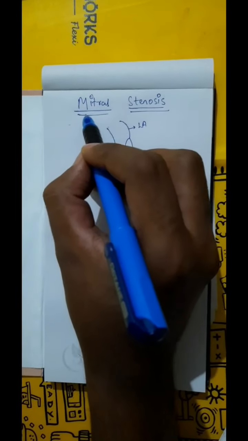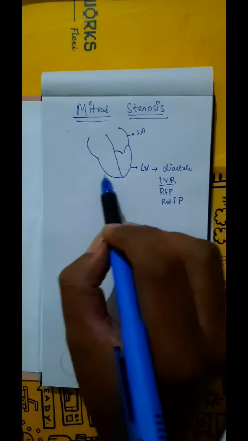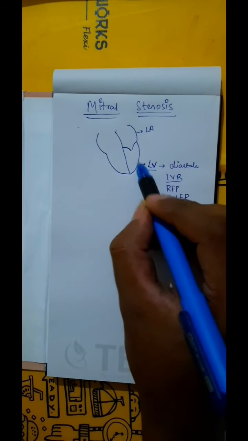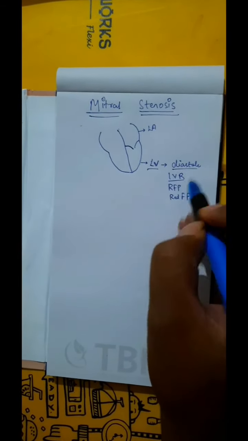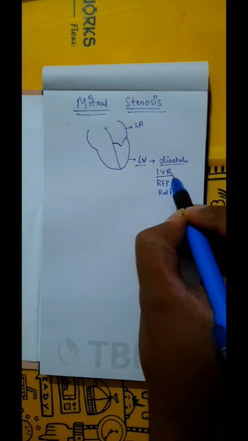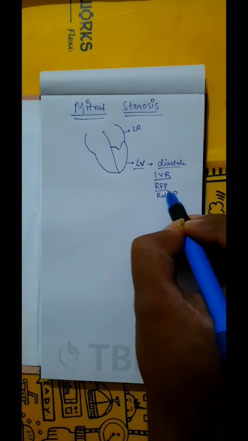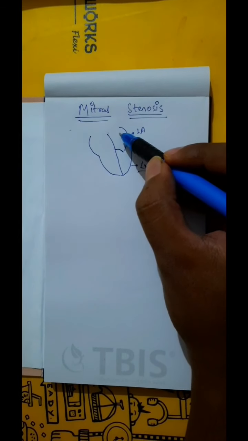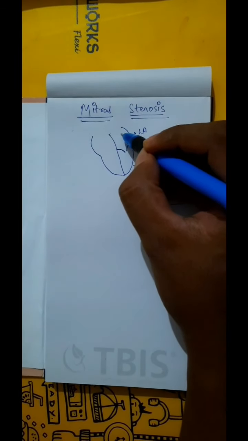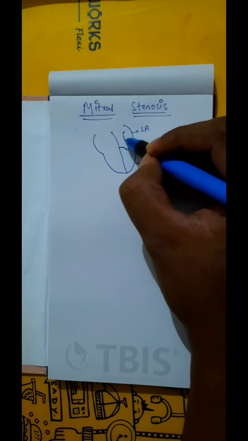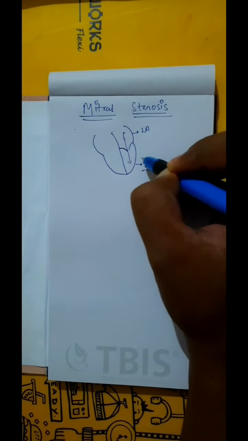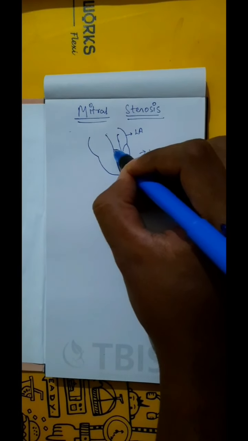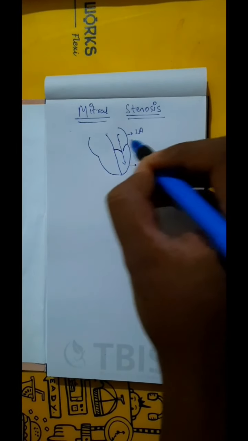So today we'll study mitral stenosis. So this is the heart, left ventricle. When it is in diastole, there are three phases: isovolumetric relaxation, rapid filling phase, and reduced filling phase. From the left atrium, the blood flows to the left ventricle in diastole. But in mitral stenosis, what is happening?